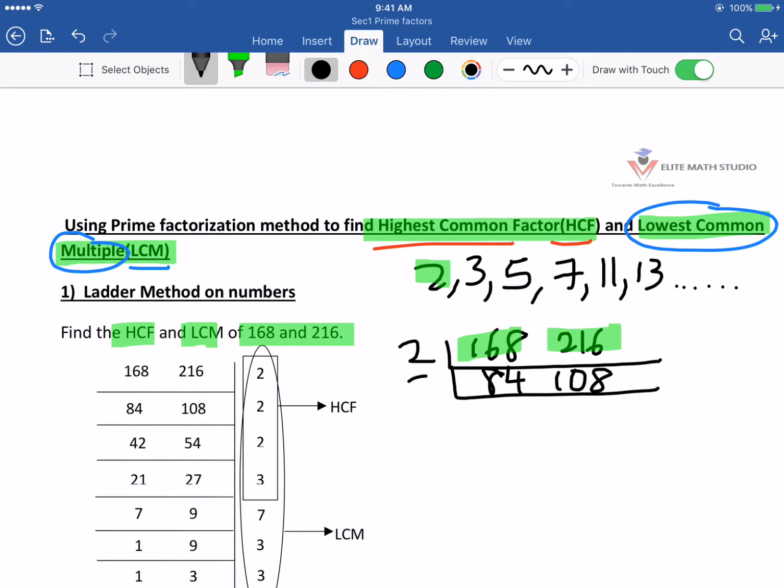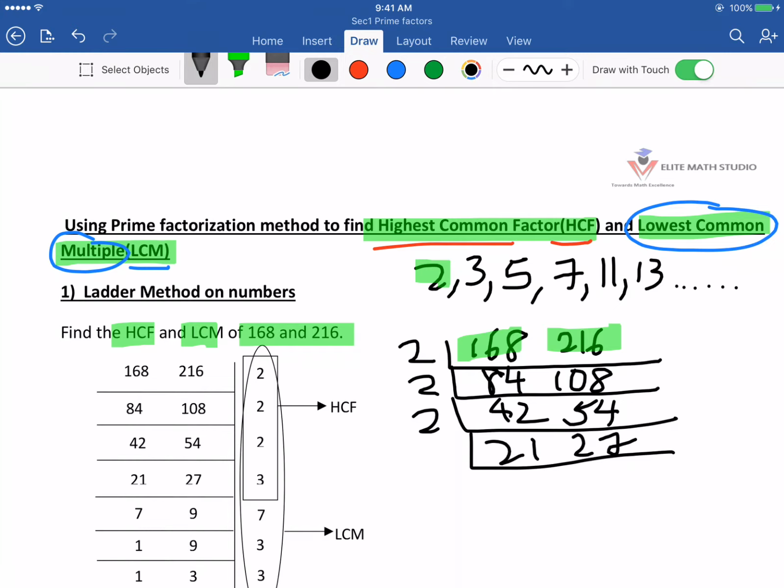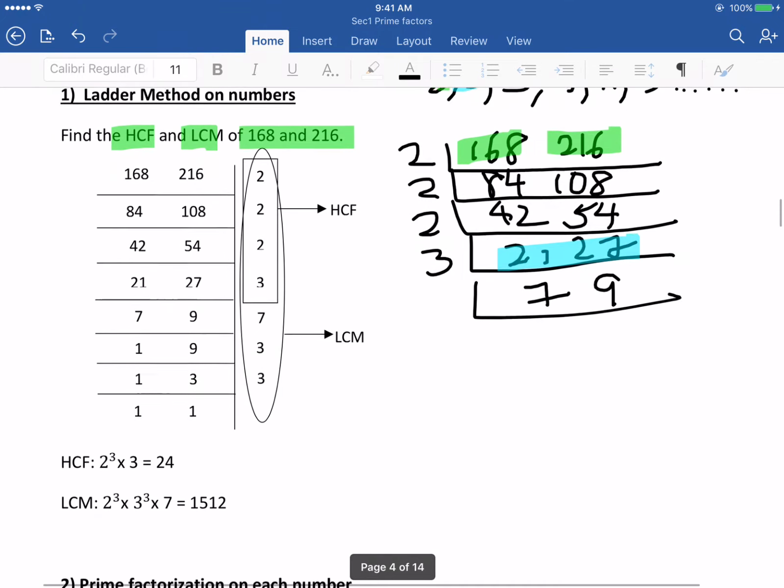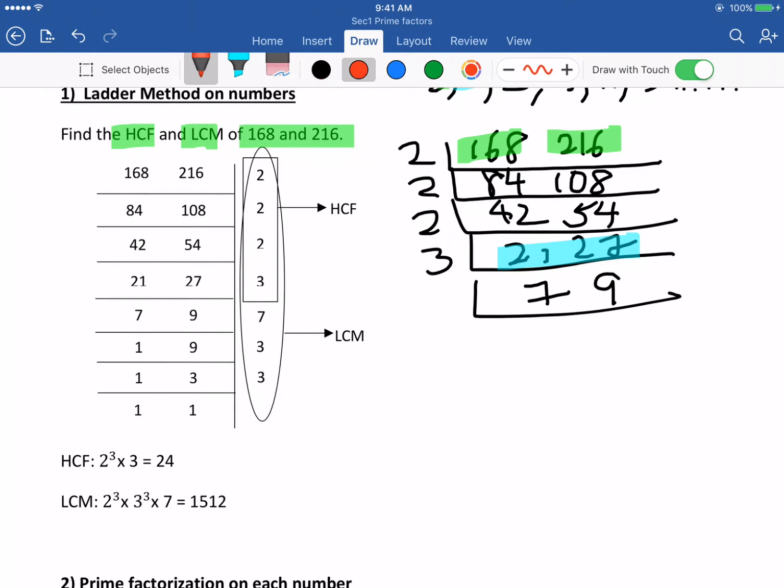Can both numbers divide by 2 again? Yes. So it becomes 42 and 54. Can both numbers divide by 2 again? Yes. It becomes 21 and 27. Can both numbers divide by 2? No. However, both numbers can divide by what? 3. So we divide by 3 now. It becomes 7 and 9. Is there any more common factor between these two? No. So where's our HCF? Our HCF will be this.